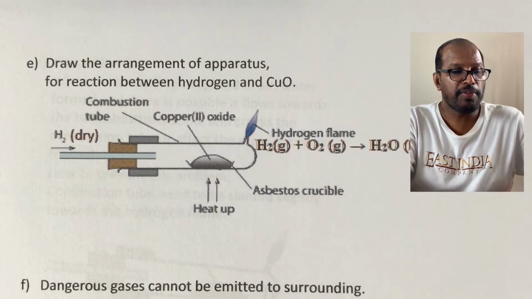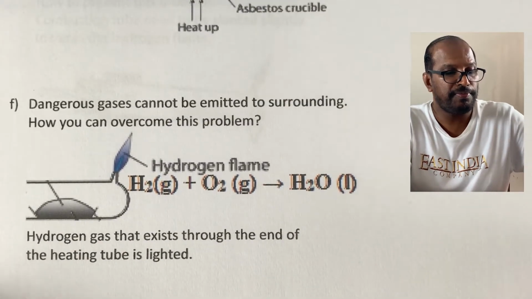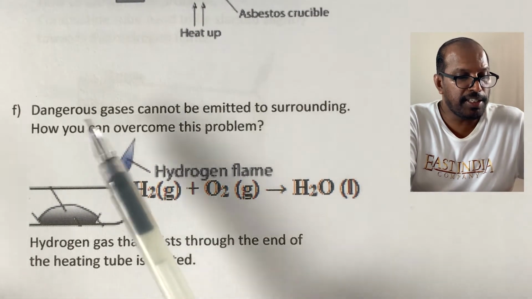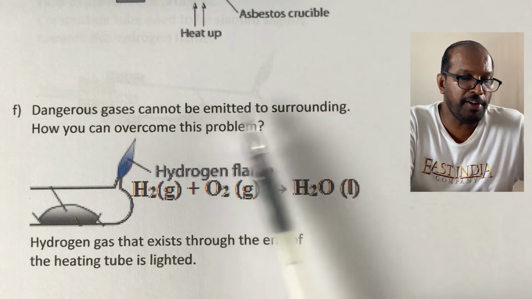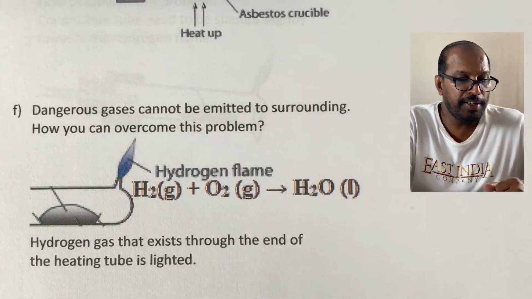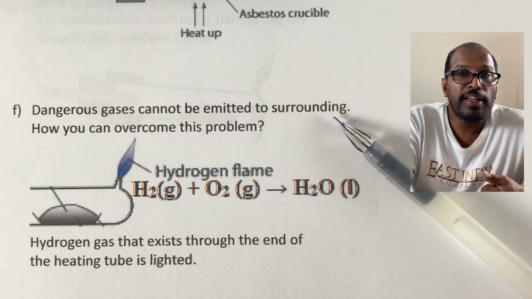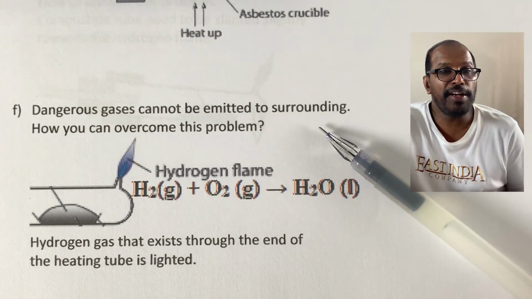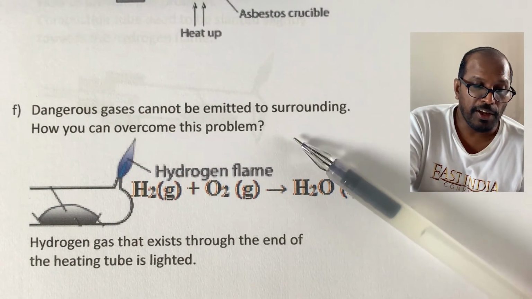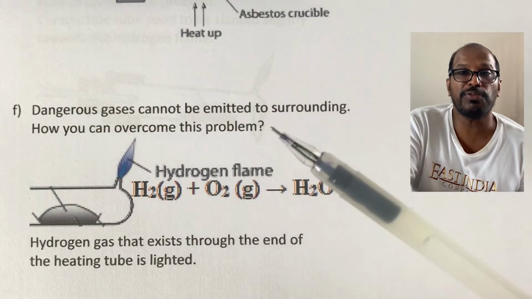The next step. See, hydrogen gas is a very explosive gas. That means it is a dangerous gas. We cannot emit it to the surroundings. That means as the hydrogen gas goes into the laboratory, the whole laboratory is filled up with hydrogen gas. If somebody opens a fire, the entire laboratory will be exposed. Now, every dangerous gas that we are using, we should eliminate the gas which has been emitted.